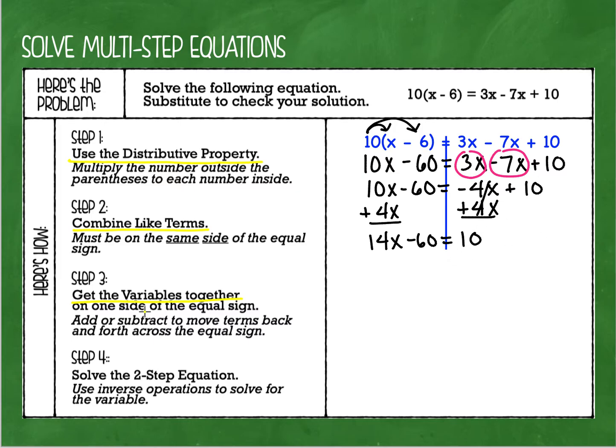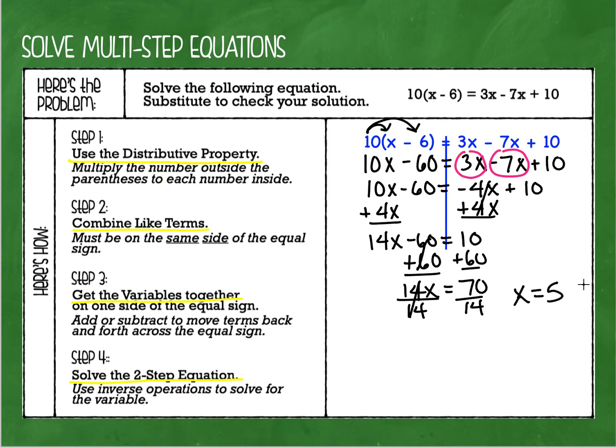Okay, now we are down to a two-stepper. So we're just going to solve this two-step equation. I'm going to cancel the 60 first by adding it. And that's going to leave me with 14x on the left side equals 70 on the right side. We're going to divide by 14. And my answer will be x equals 5.